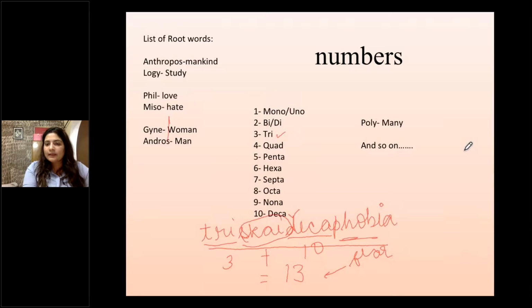Very good. Absolutely. Shweta, did you understand? Yes, Krishna, you guessed it correct. Shweta, can't hear me. Just increase the volume. Please increase your volume. So that is what it is. Tri is 3, kaide is sum, deca is 10, and phobia is fear. Okay, so triskaidekaphobia. Fear of number 13.